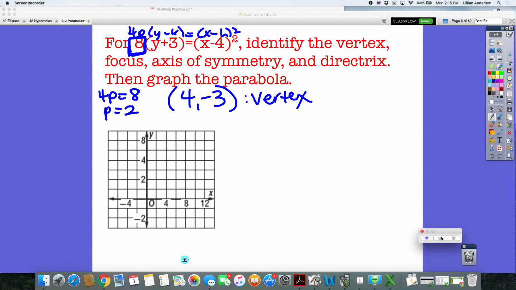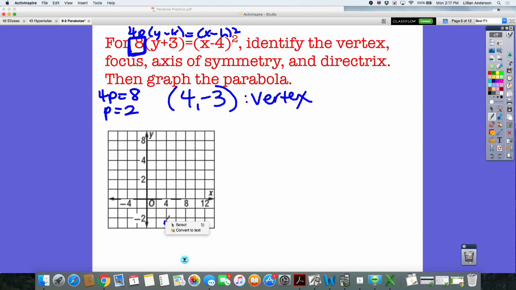Shouldn't be too bad once you know the value of P and you get your vertex laid out, since this does open up, and it is 4, -3, right? Okay? It's actually all the way down the bottom because the y's go by 1. Oh, tricky.